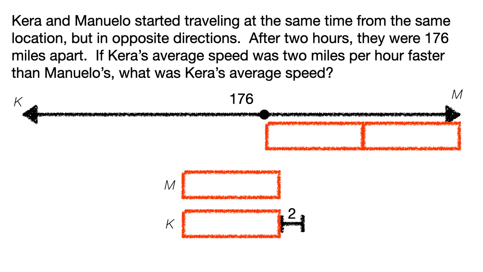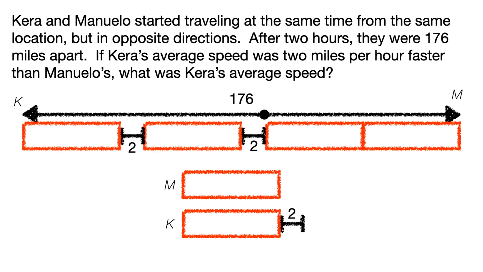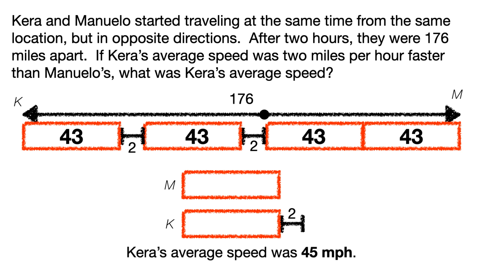Because the travel time for the problem is 2 hours, the distance Manuelo travels can be represented by 2 bars. Likewise, Kira's distance is 2 copies of the bar and segment. That means each bar is worth 43, meaning Kira's average speed would be 45 miles per hour. The end.